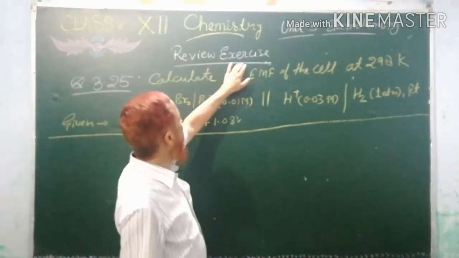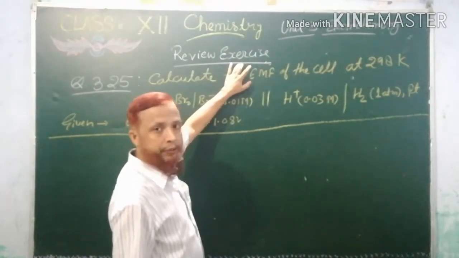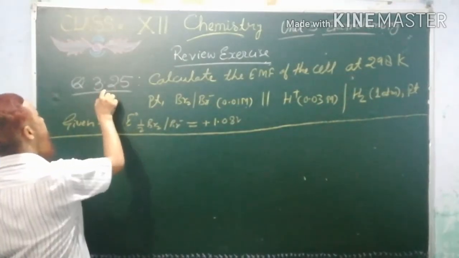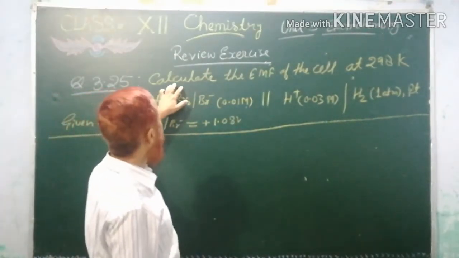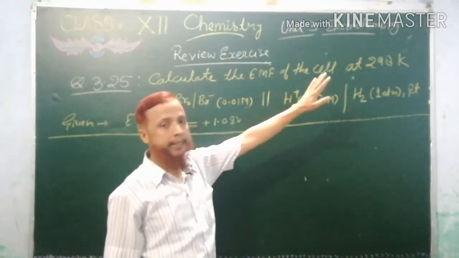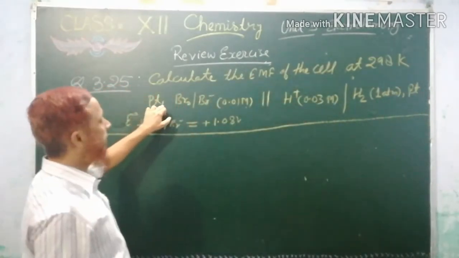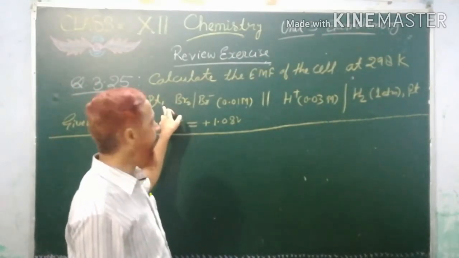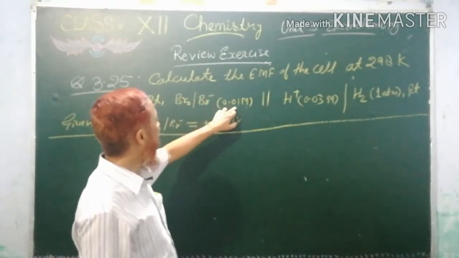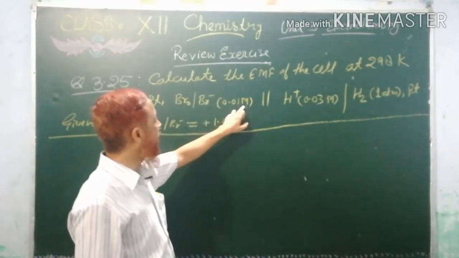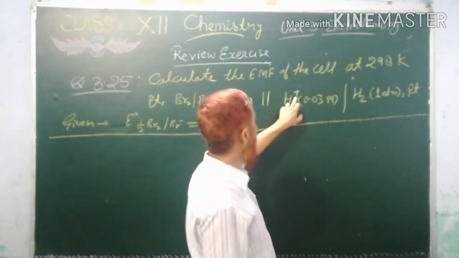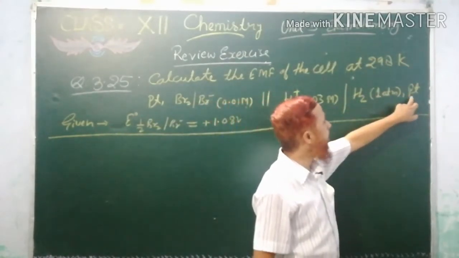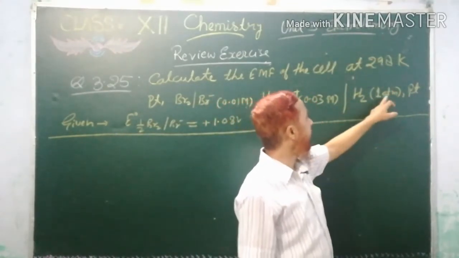This is the review exercise of your book, maybe page number 150, and question number 3.25. Remember, this is question number 3.25. The question is, calculate the EMF of the cell at 298 Kelvin, and the cell is represented as platinum over which bromine gas is adsorbed. The concentration of bromide ion is 0.01 M and the concentration of hydrogen ion is given as 0.03 M. Hydrogen gas is adsorbed at platinum at 1 atmospheric pressure.